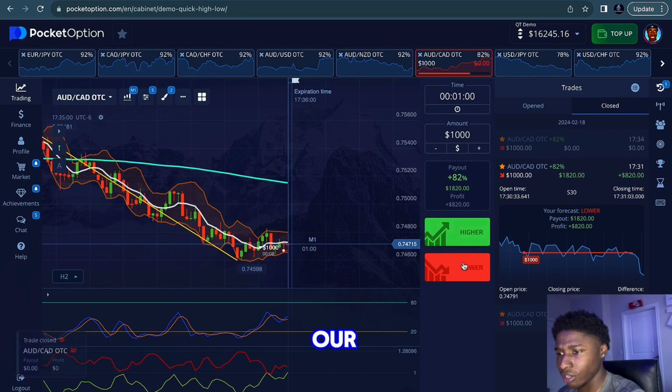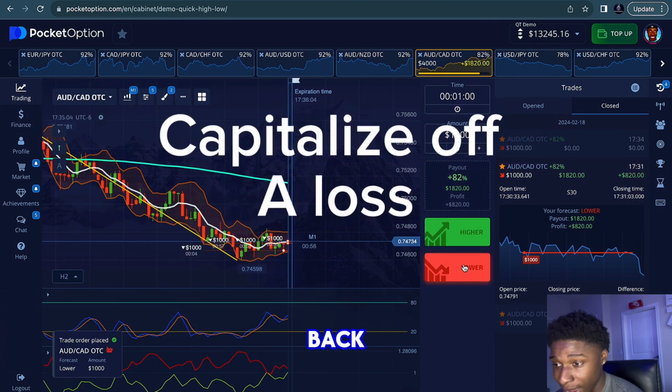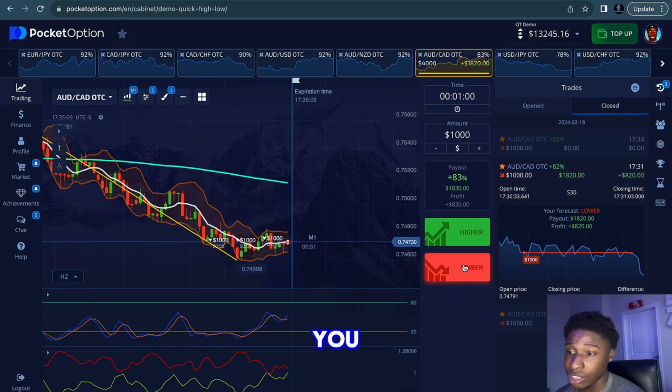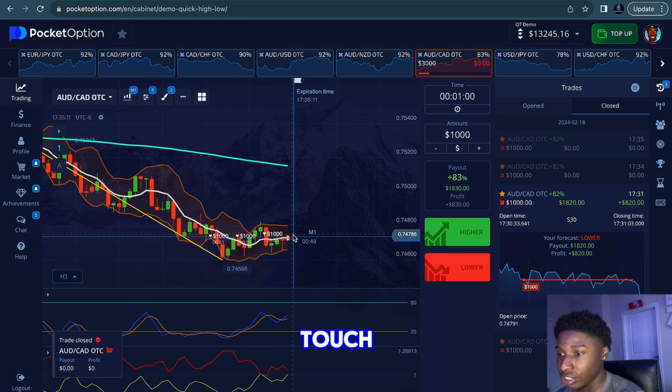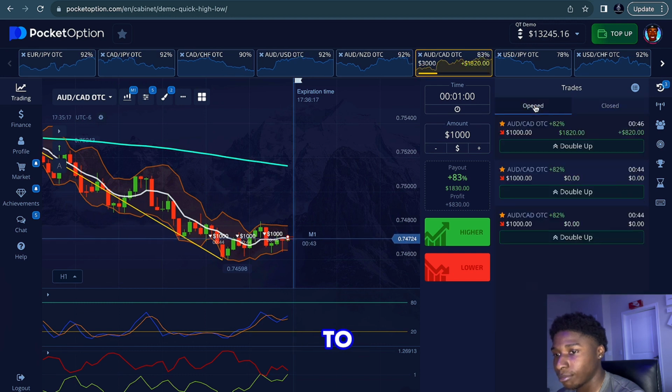As you can see, we lost our first trade, but I do believe that we're going to continue to go back down, because the stochastic and the overall downtrend is repeating itself. We did touch this middle Bollinger line, this white line, so I'm just hoping for a bounce off, guys. I'm just hoping for it to bounce right there. And as you can see, we placed 3 trades.